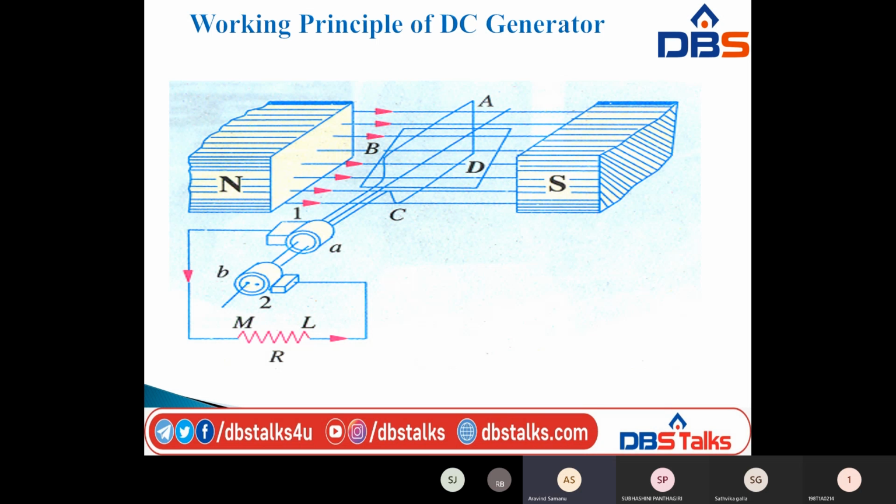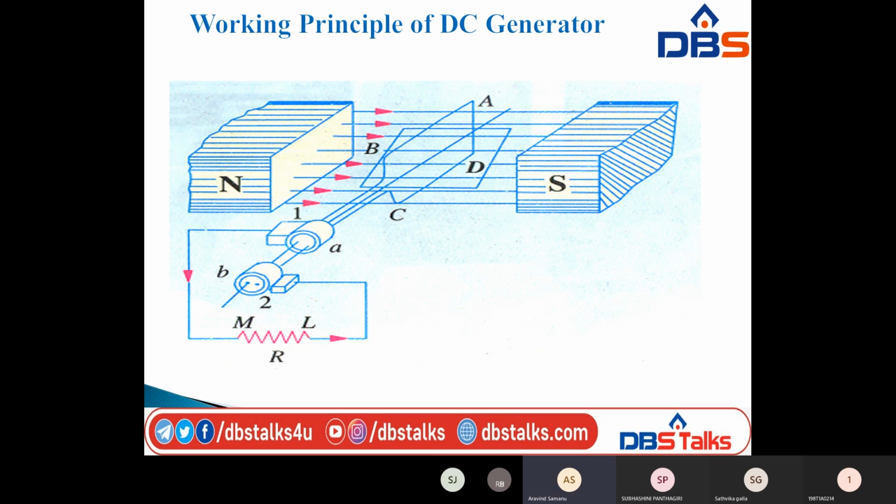Here the flux lines are not being cut and no EMF is induced in the coil. So at this position we assume the angle of rotation theta is 0, because no flux lines are cut. That means no EMF is induced in the coil.